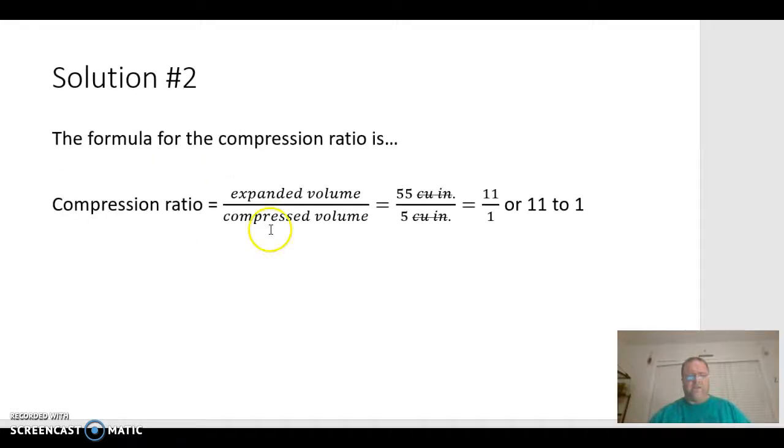All right, go to the next screen here. The expanded or maximum volume was 55 cubic inches. The compressed volume is 5 cubic inches. Once again, those units will cancel out and it'll just give us our ratio with no units, which is 11 over 1. And we often write this, and some ratios are more standard than others, either as 11 over 1 or 11 to 1. If you ever see it in this form, you put the first number over the second number. So the first number's on top, the second number's on bottom of that ratio.